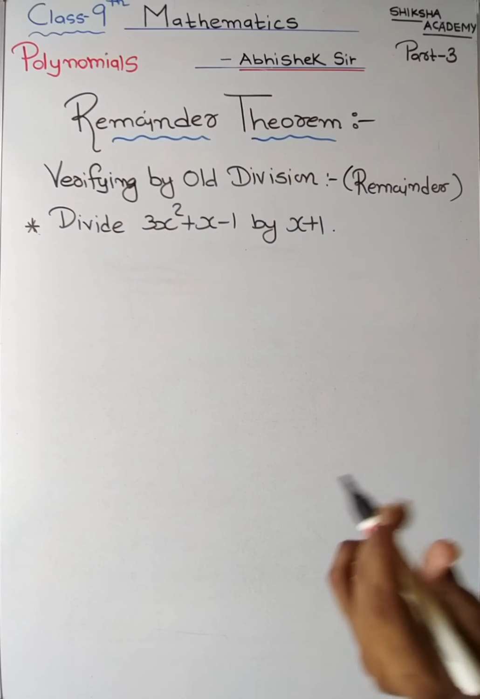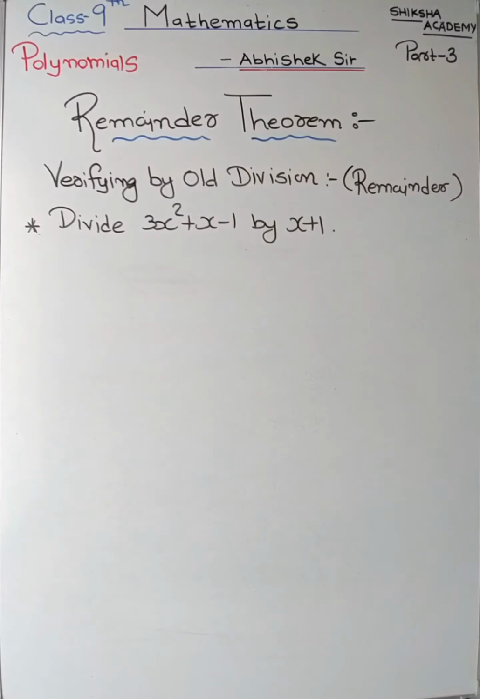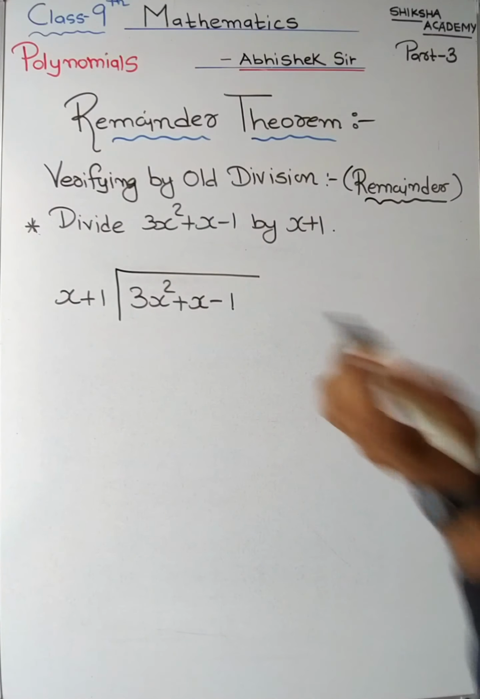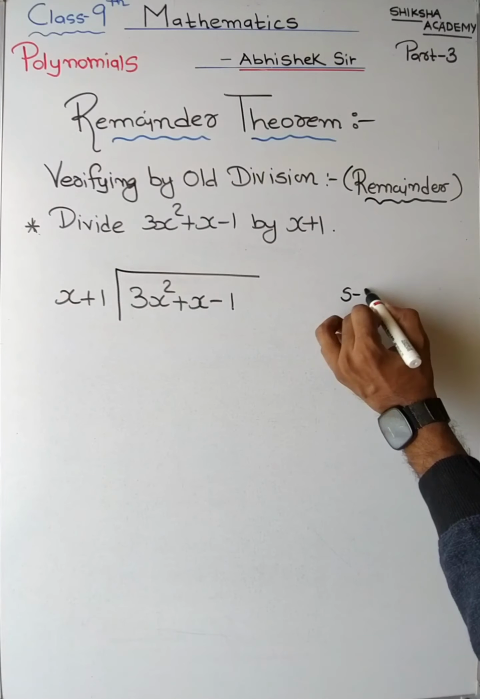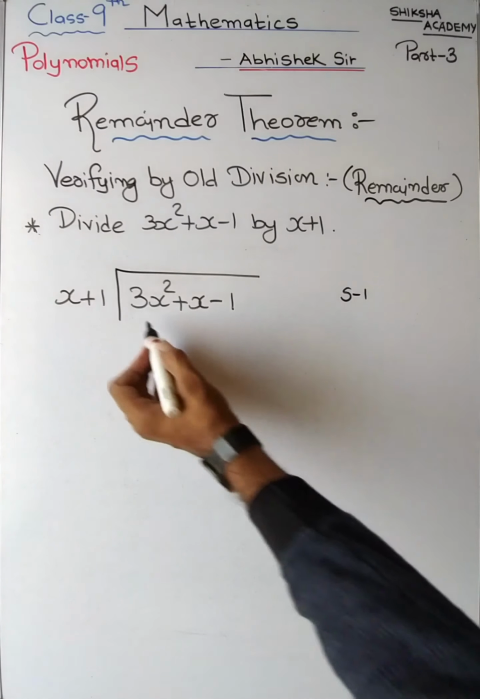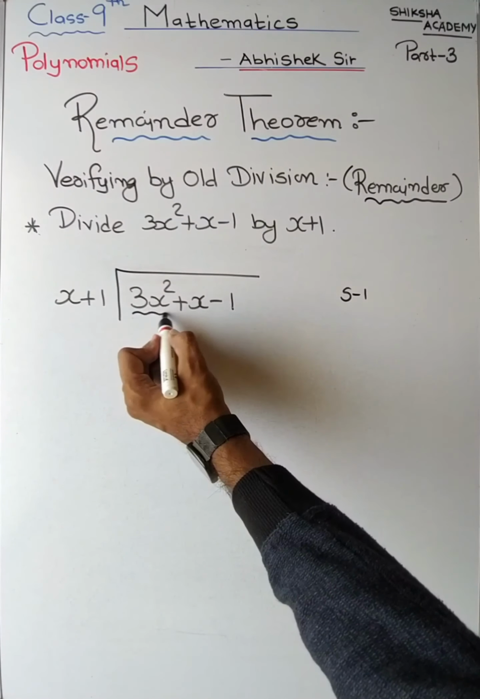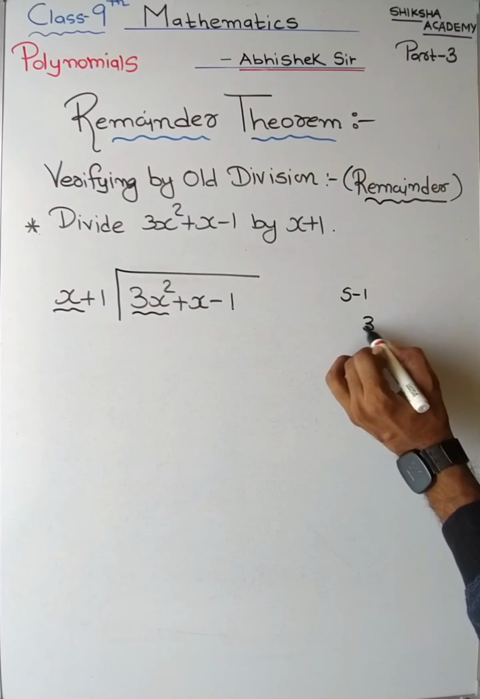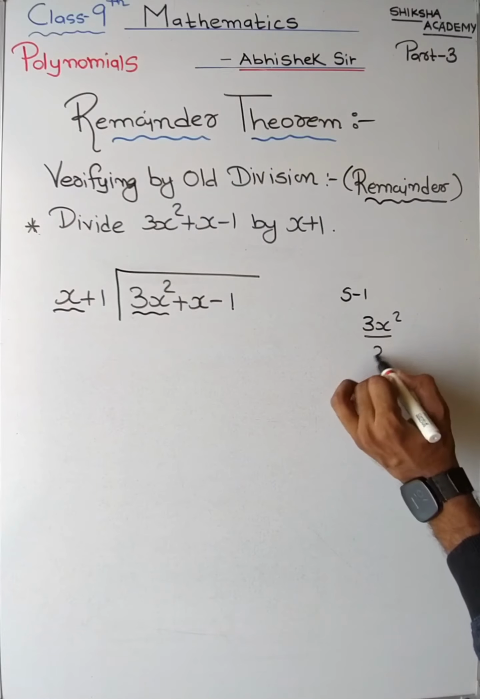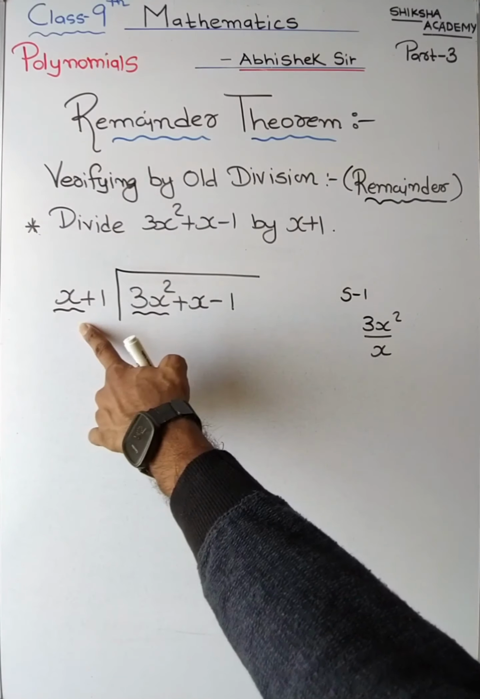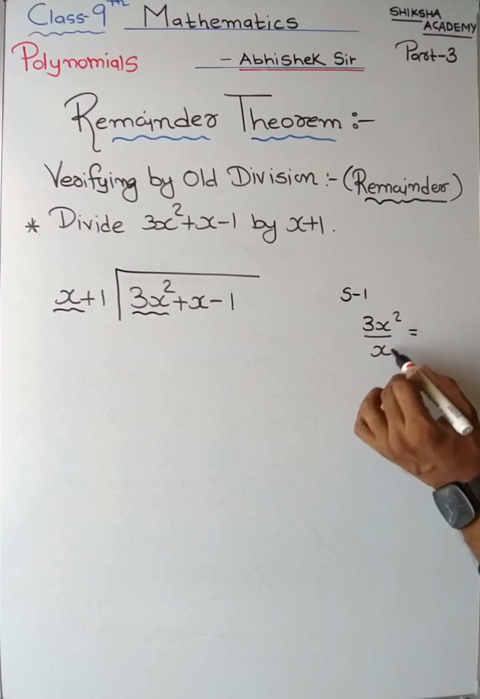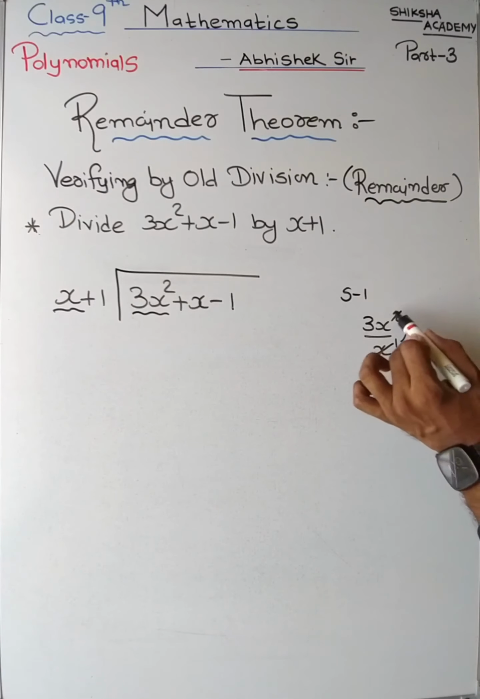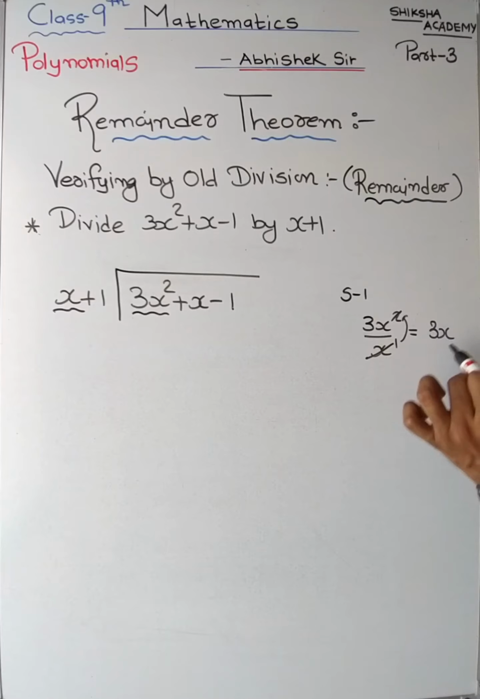Now let us verify the same question by the old division method. Now we are dividing a polynomial with another polynomial. So starting with step 1, I am writing step 1 this side. Always write the first term of the dividend with the divisor. So 3x square upon x, both the first terms, okay? And then find the answer. So x raised to 1 will go upside, it will be 2 minus 1. So finally we have 3x.